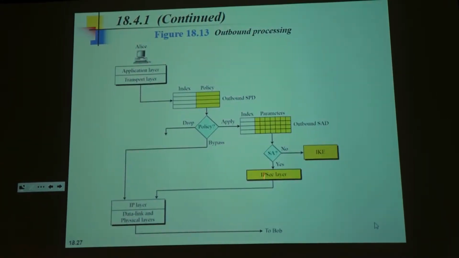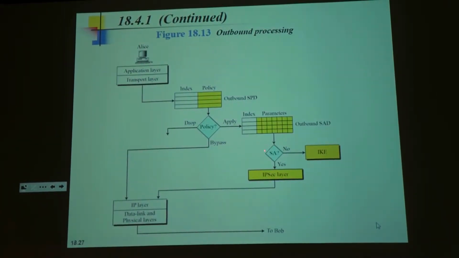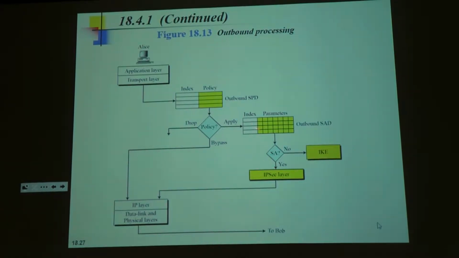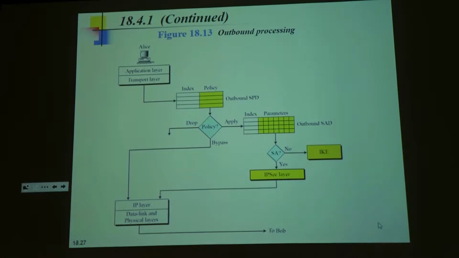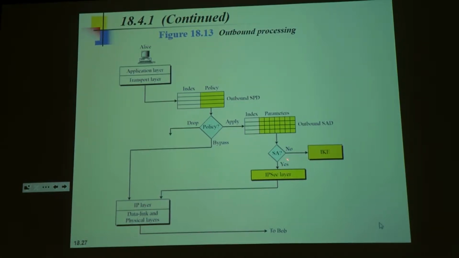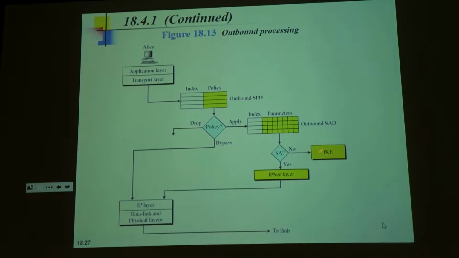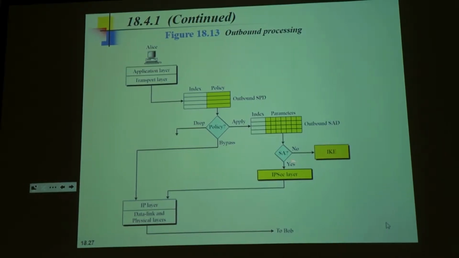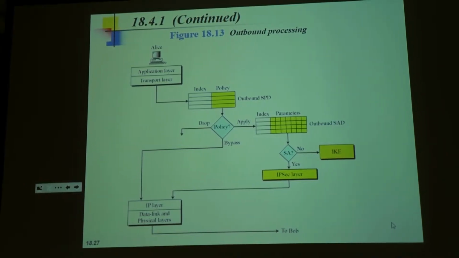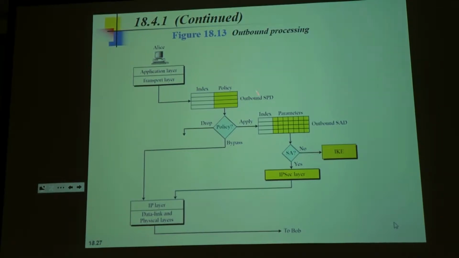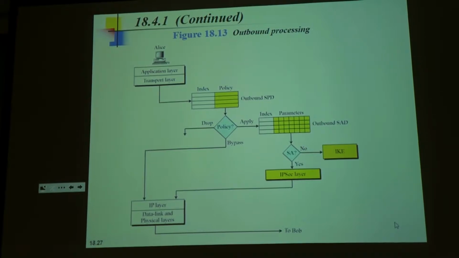Okay, then is there a security association? Yes. And that includes the keys and the protocol, the encryption protocols. Then you go to the IPsec layer, and then to the IP header and all of that. If not, then you go to the Internet Key Exchange, and you get the keys from the Internet Key Exchange, right? So the first thing you have to go to is the policy. Then after that, you go to the security association.